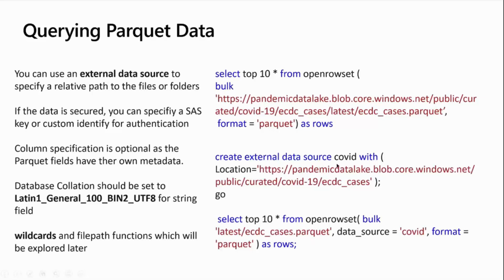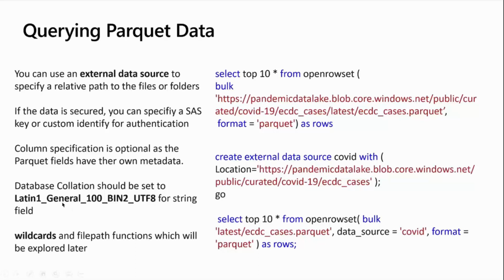Or I can create an external data source. So notice here I'm providing the location all the way up to the subfolder. And then from here, in the bulk section of it, I say latest/ecdc_cases.parquet, and that's what I'm grabbing from up here from the open rowset. So two different ways of doing it. If I'm going to run multiple queries against it, creating the external data source is probably best practice. It's going to help you so you don't have as much complexity in your bulk statement here. It makes the queries a lot easier to read and look through, assuming you know what's going on.